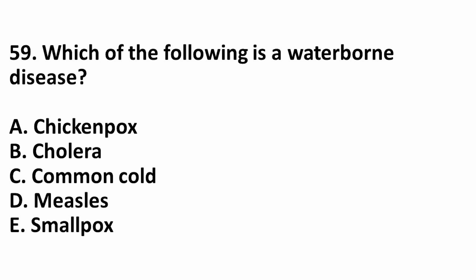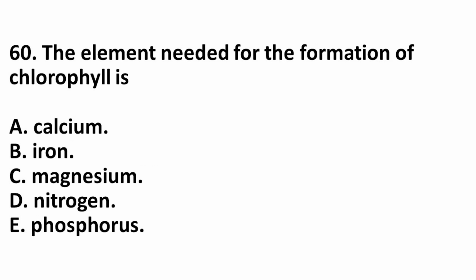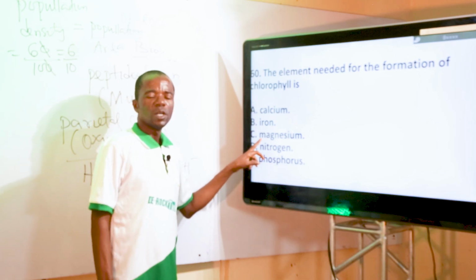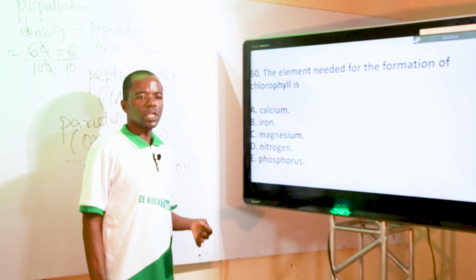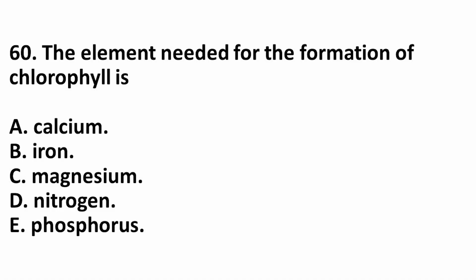Let's go to number 60. The element needed for the formation of chlorophyll is dash. That is definitely magnesium. An element that is needed by plants for the formation of their chlorophyll is magnesium. The correct answer for this is option C.